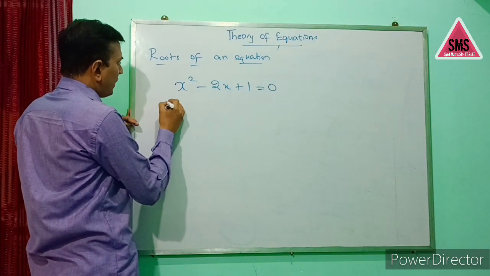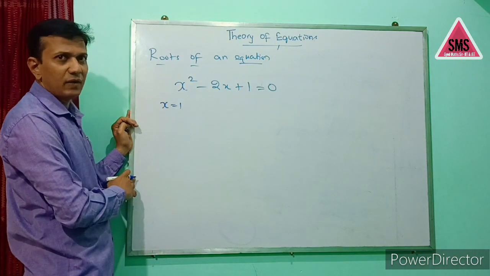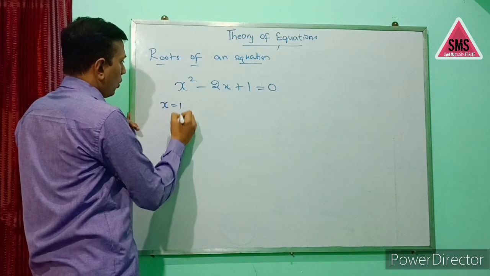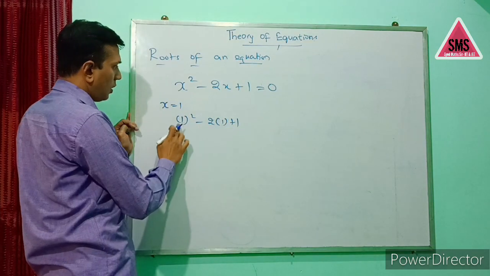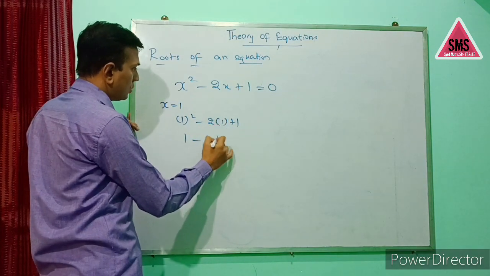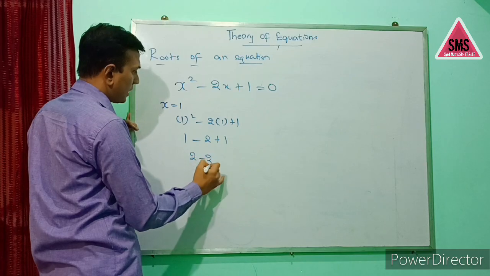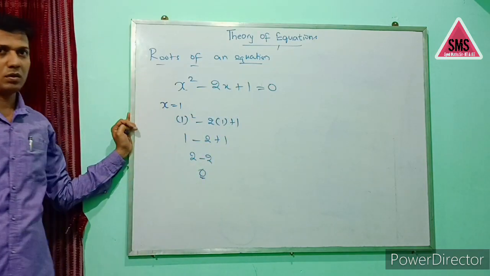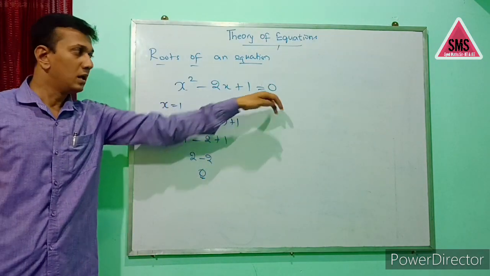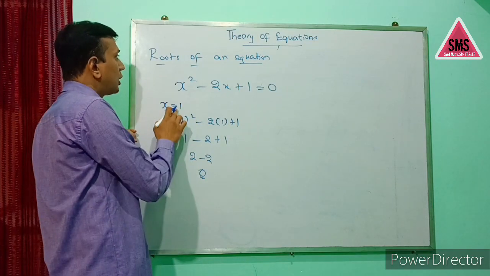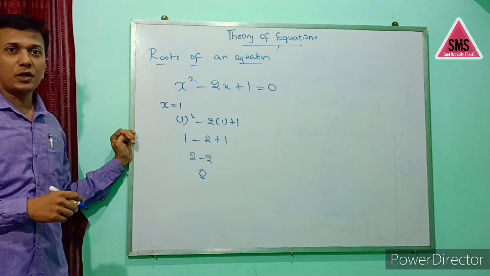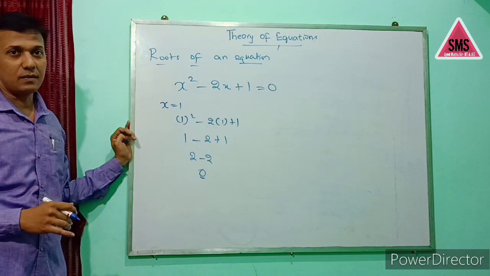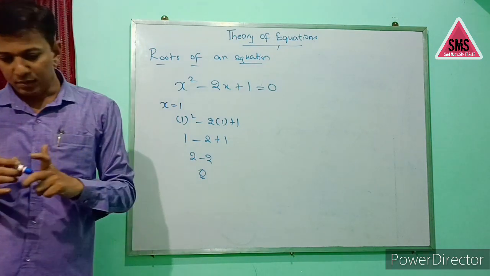So if x is equal to 1, let us see what happens to this equation. 1 square minus 2 into 1 plus 1. 1 square is 1, 2 into 1 is 2, 1 plus 1 is 2, 2 minus 2 is 0. It became 0. It equated to 0. So that means x equals 1 is a root of the equation. Let us take one more example.